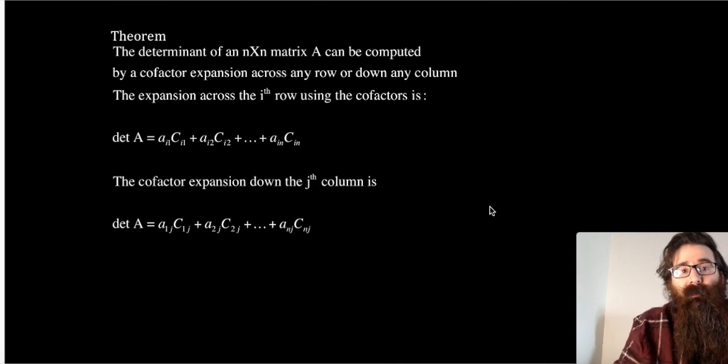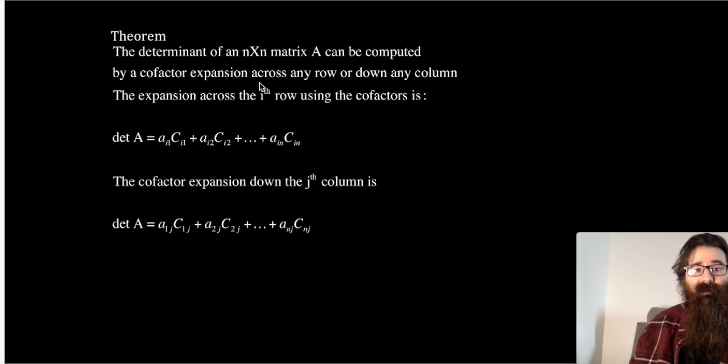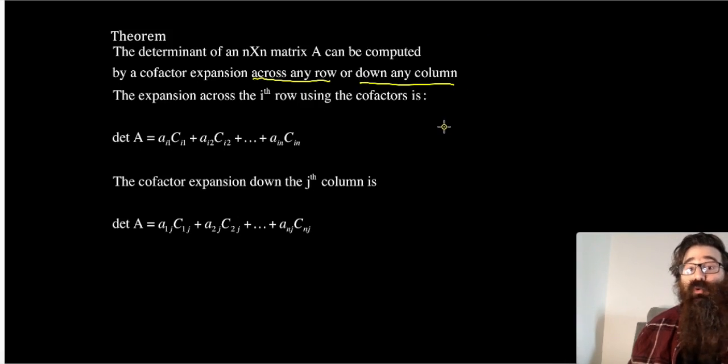It says the determinant of an n by n matrix A can be computed by a cofactor expansion across any row or down any column. And this is actually very important. You're going to hear me say this over and over again. We can do a cofactor expansion across any row from left to right. Any row you like from left to right. Or you can do it down any column, top to bottom. Any column from top to bottom. So you get to choose the row or the column that you want your cofactor expansion to be done about.